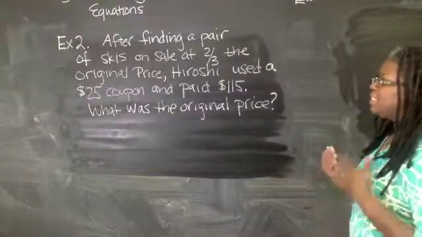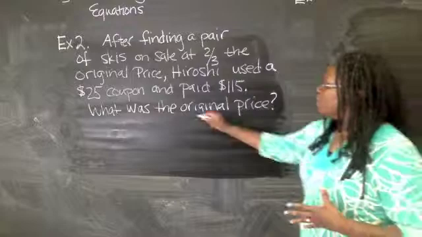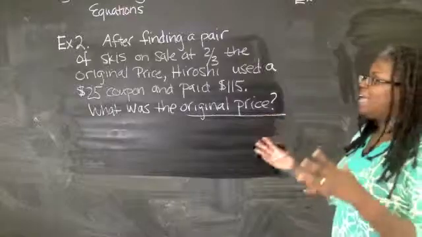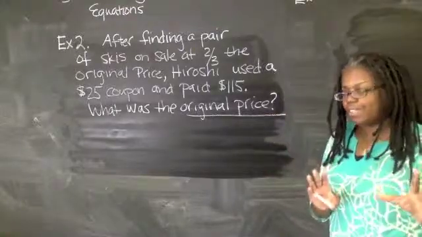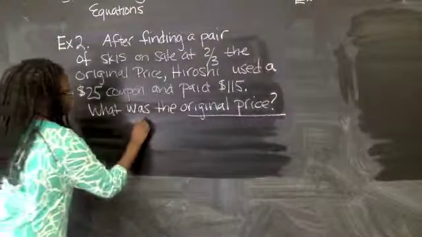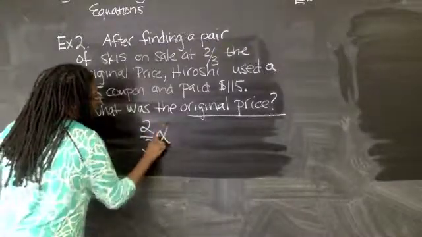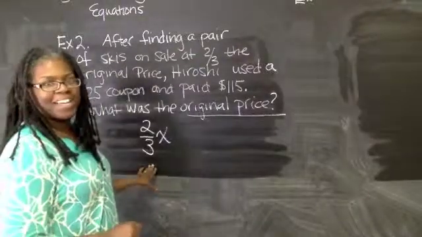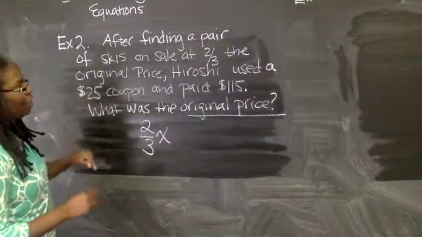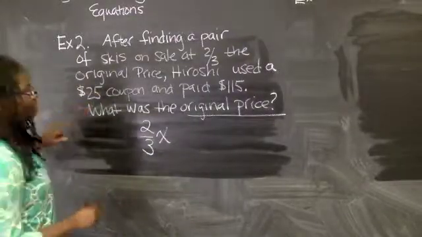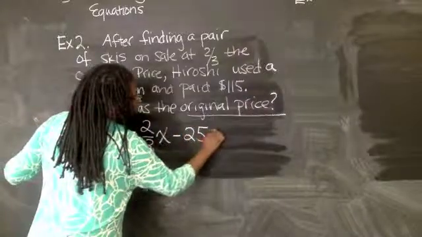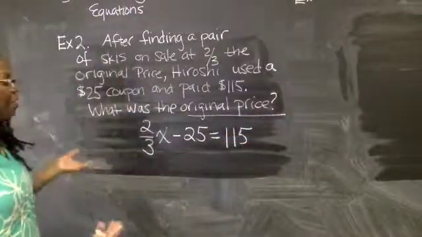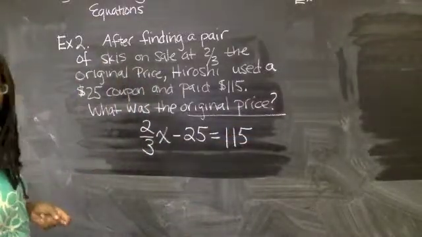So as we look at the problem, we need to consider what it is we're looking for. We're looking for the original price, so let's call that X. And we know that what he ended up paying was 2/3 the original price. So I'm going to start off by writing 2/3 X. That is the sale price, but he had a coupon which took another $25 off. So if I subtract 25, that should equal the price he ended up paying, which was $115. So there's our equation. And yes, it is a multi-step equation, but we can handle that.